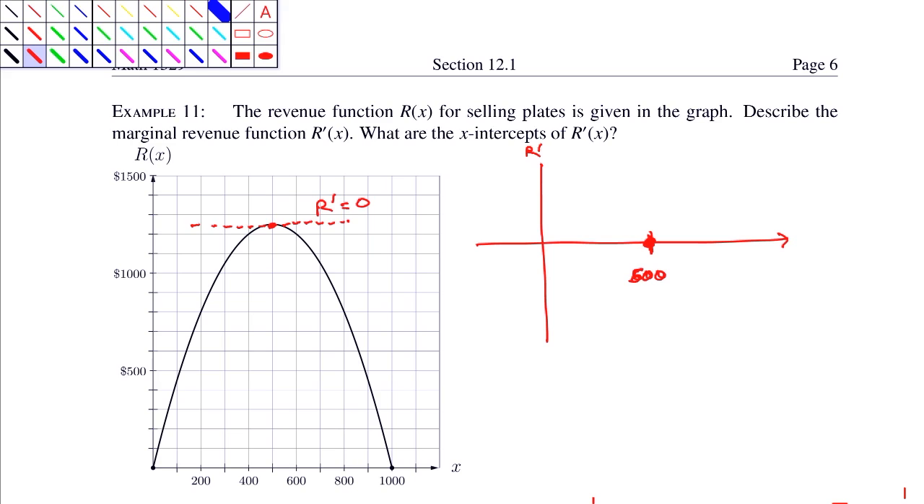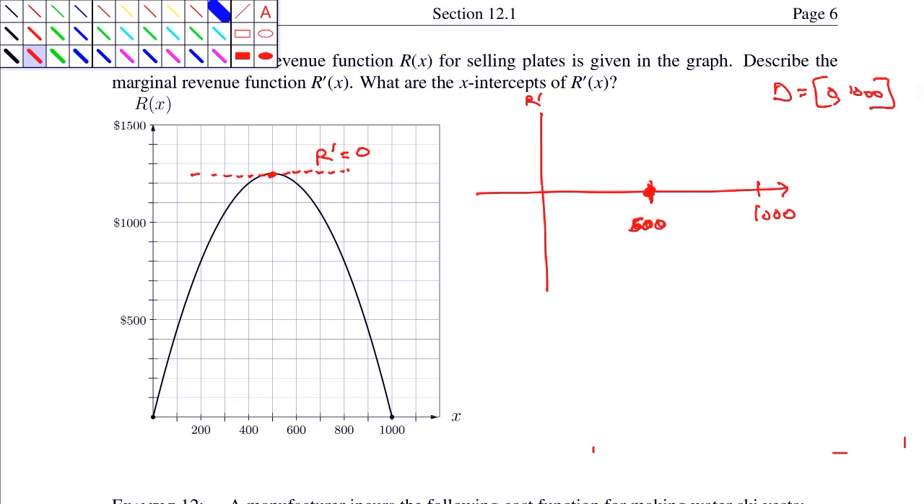Domain is 0 to 1,000. What else do we know about R prime of x? Positive 0 to 500. Yeah. 500 to 1,000. Yes. So we're going to have a positive graph from 0 to 500 and a negative graph from 500 to 1,000. Let's go ahead and take a leap of faith.